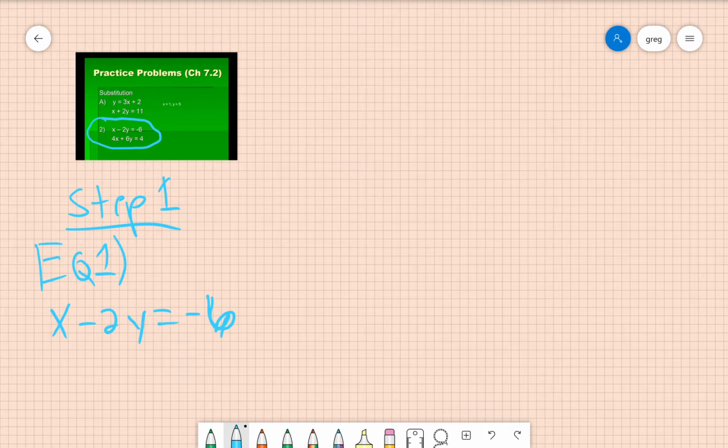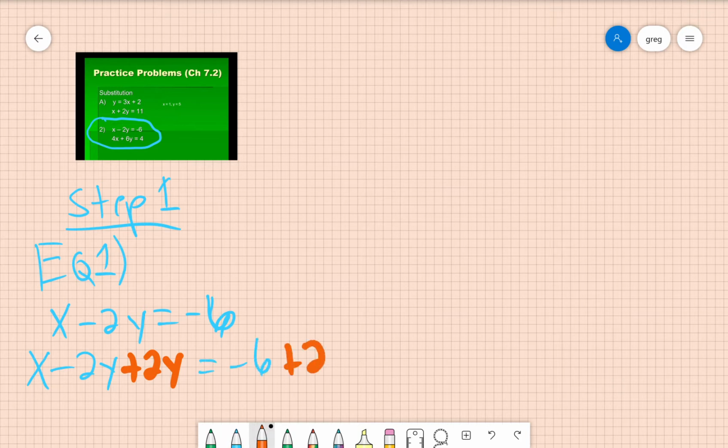-2y. But now, what am I going to do? What's the operation, right? Do I divide it on both sides? Do I add it? Do I subtract it? What do I do to move the -2y? Ortega, what do I do? I'm still with you here. I add 2y to both sides, yes. So I'm going to go x minus 2y plus 2y equals -6 plus 2y.